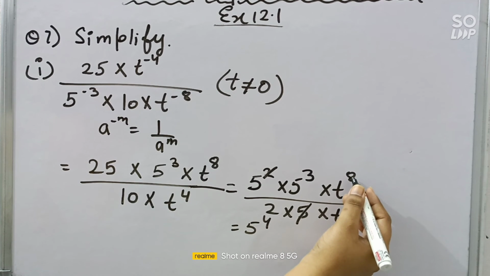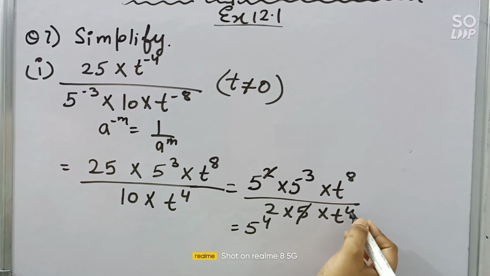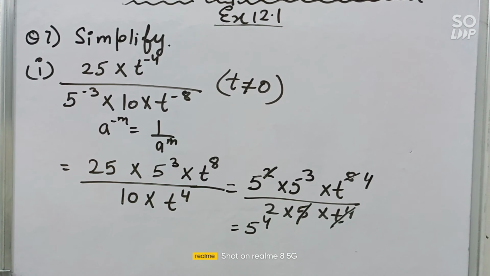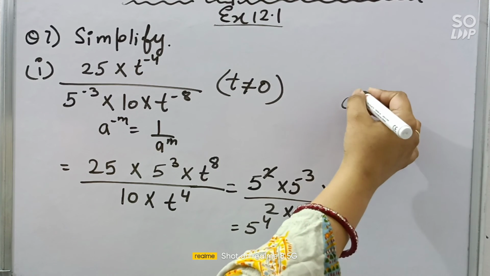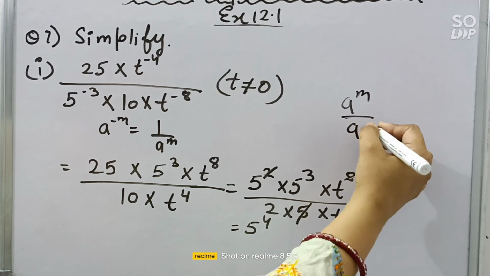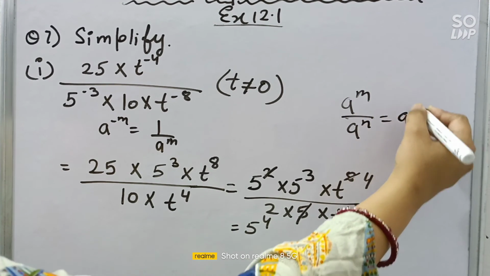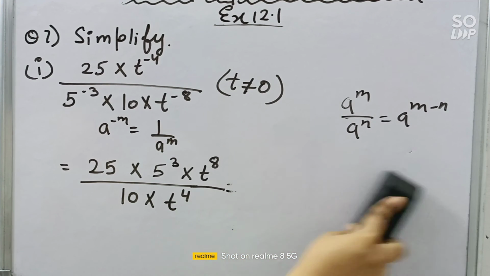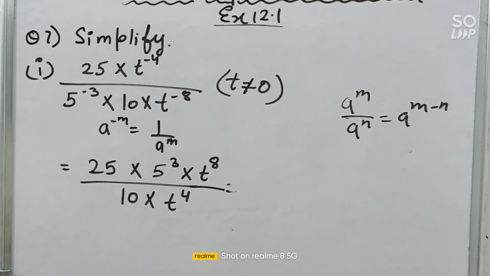In the same way we can cancel out this exponent of t as we have in denominator t raised to the power 4. So it will become 4. How? By the law a raised to the power m upon a raised to the power n equal to a raised to the power m minus n. Okay, let's not cut them. I'll explain it again.